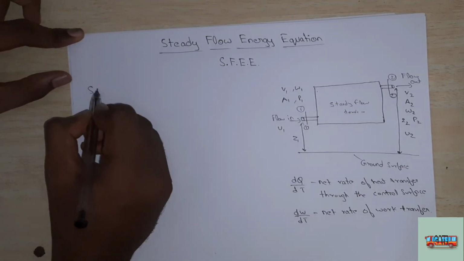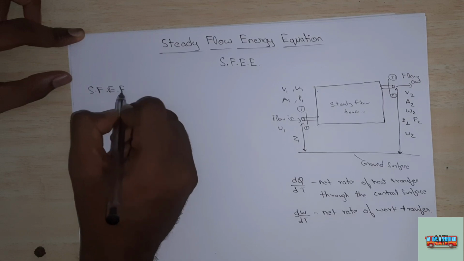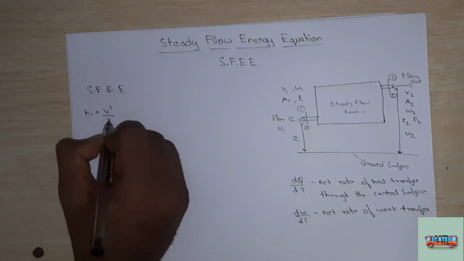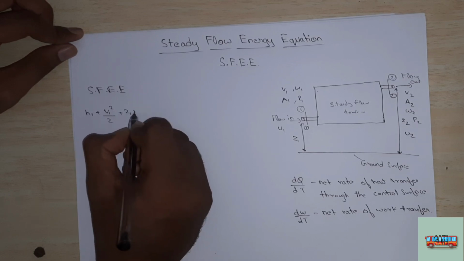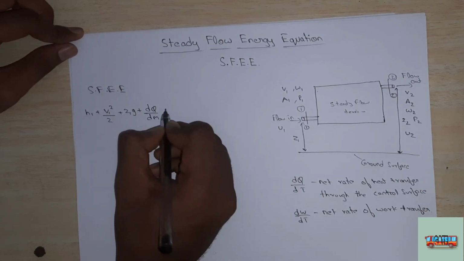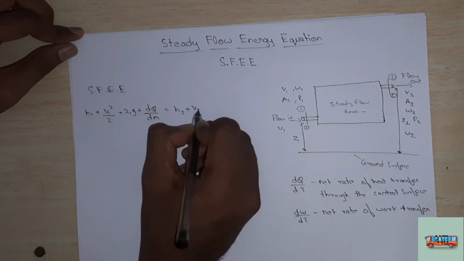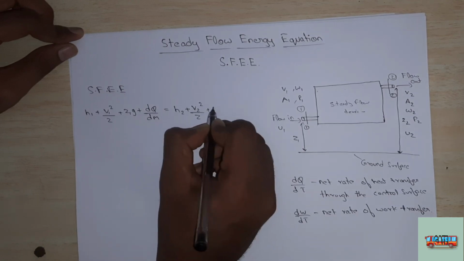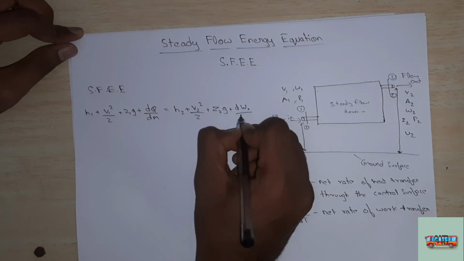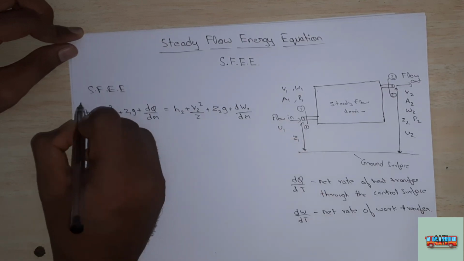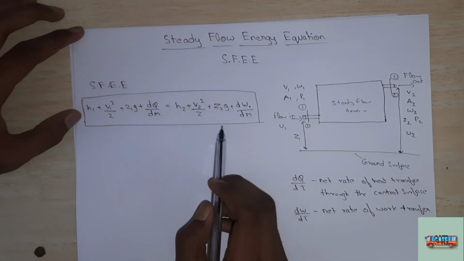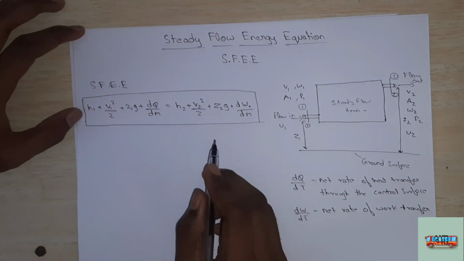So here comes the steady flow energy equation. H1 plus V1 square by 2 plus Z1G plus dq by dm equal to H2 plus V2 square by 2 plus Z2G plus dw by dm. So this equation represents the energy flow per unit mass of fluid.